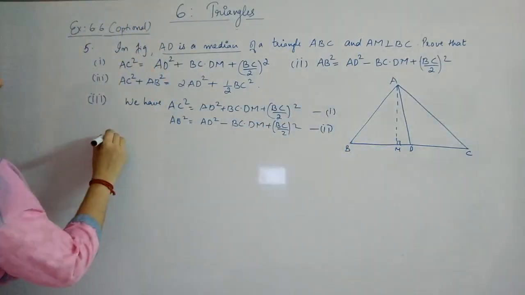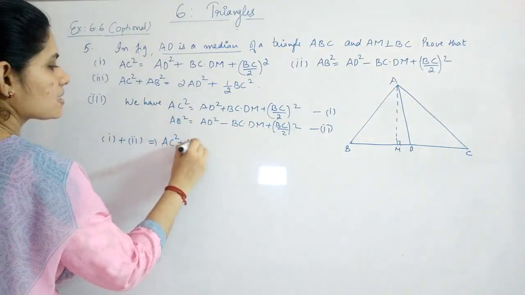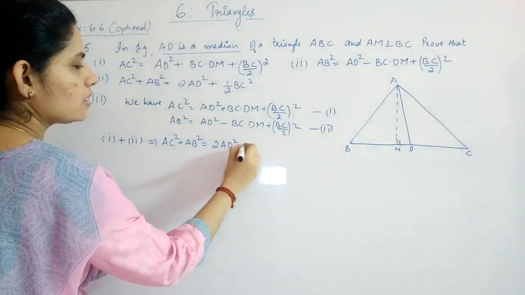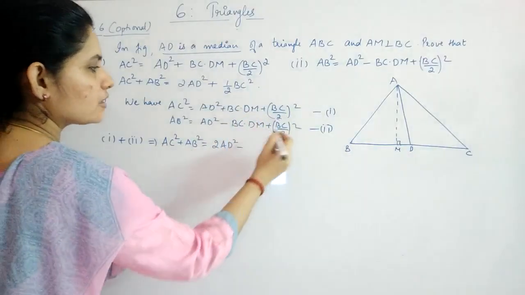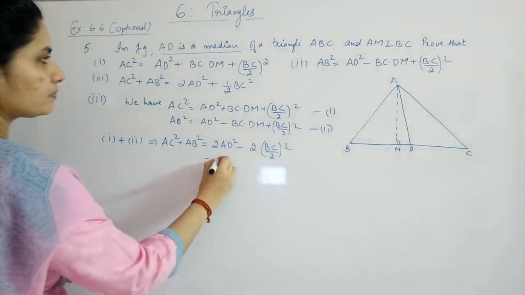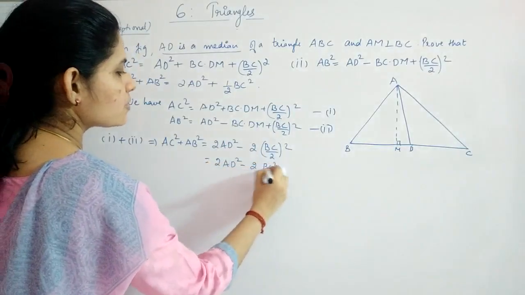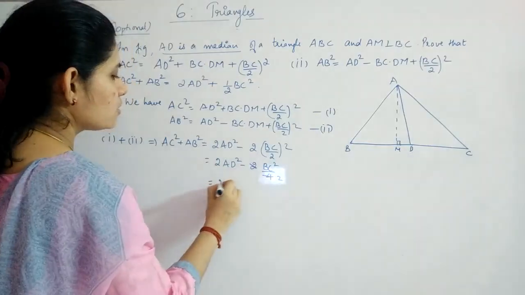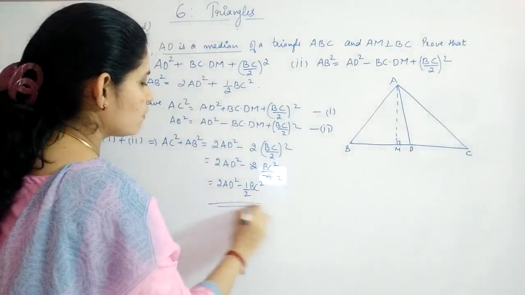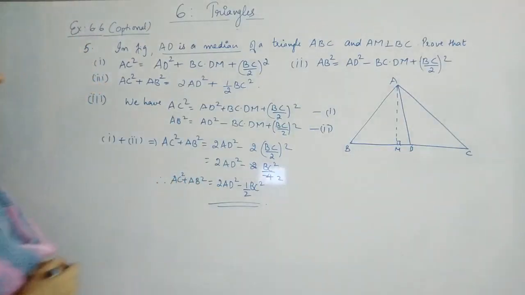So adding 1 and 2, we will have the left hand side as AC square plus AB square, and the right hand side will give you 2AD square, and these two will get cancelled. Here you will have 2 times BC by 2 the whole square. That means 2AD square plus 2 into BC square by 4, or you will get 2AD square plus half BC square, which is your AC square plus AB square. Okay.